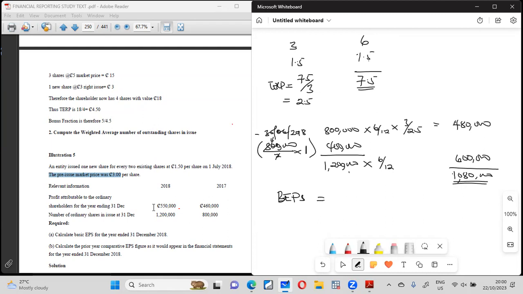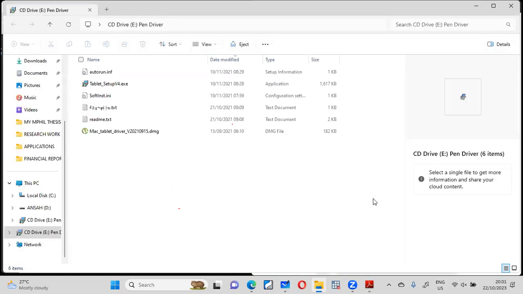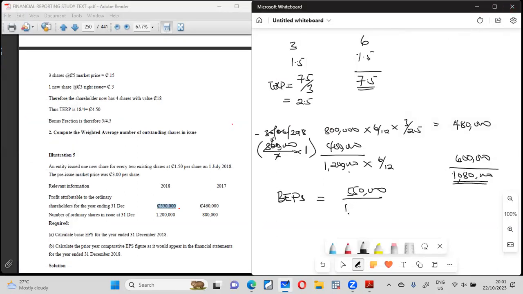So our earnings is 550. So we have our number of shares. So you can get the answer. We have 0.51 cedis per share, because here is 1,080. So we have 0.51 cedis per share. All right, so that is that.